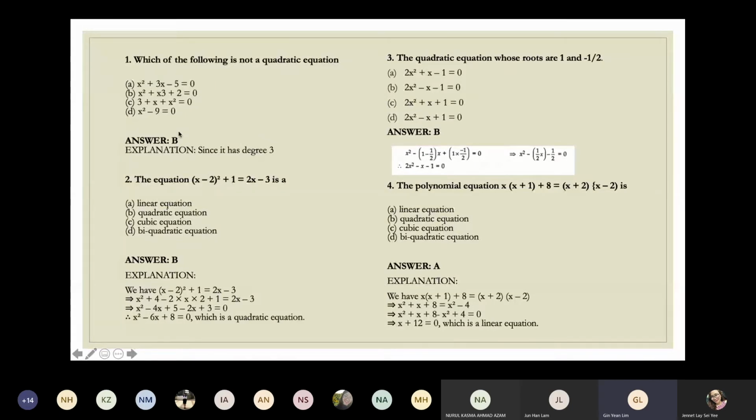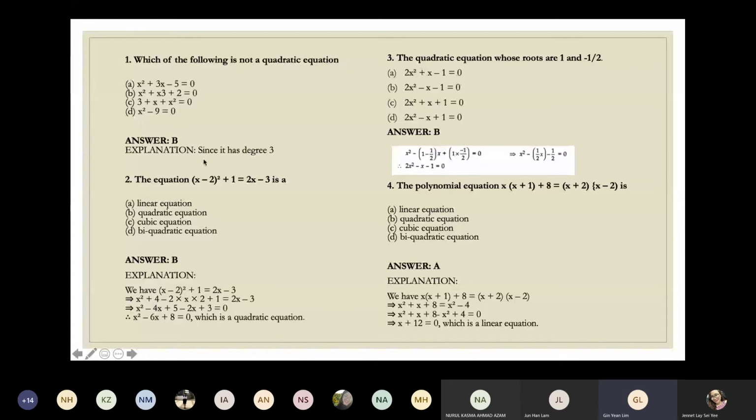So B is x squared plus x cubed plus 2. Sorry, the 3 looks a bit messy. Since there's a cube there, it's not a quadratic equation. The biggest power for a quadratic equation is power 2.